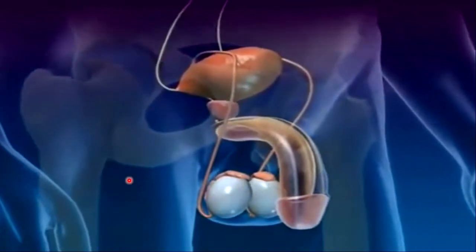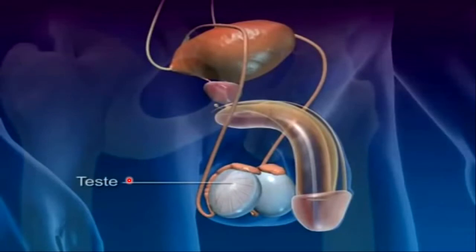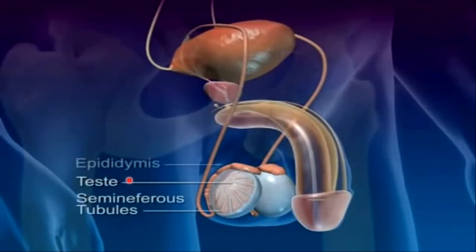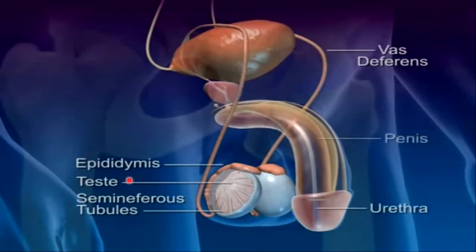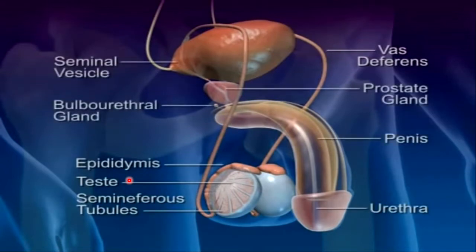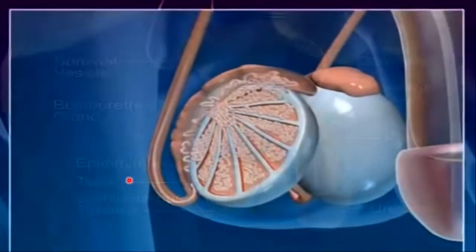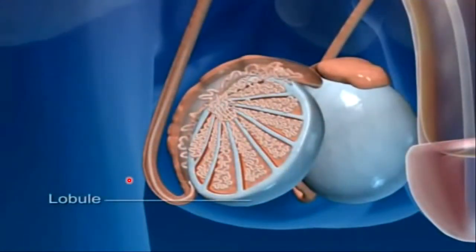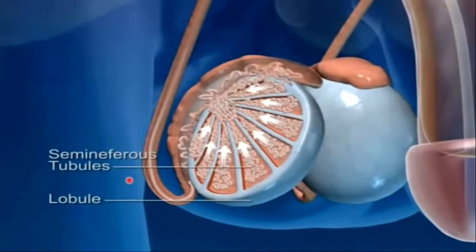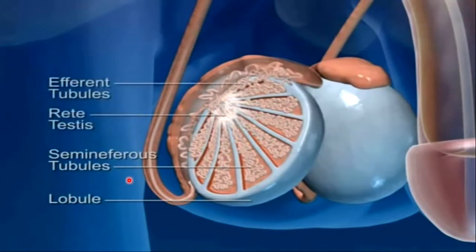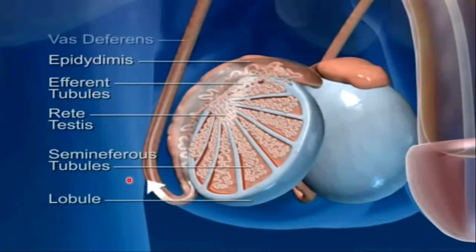The organs of the male reproductive system include the testes, seminiferous tubules, epididymis, ducts, urethra, and penis. The seminal vesicle and prostate and bulbourethral glands produce nourishing fluid for the sperm. The testes subdivide into lobules that contain seminiferous tubules that produce sperm. Sperm moves from the seminiferous tubules to the efferent tubules to the epididymis where they mature. The end of the epididymis forms the ductus deferens or vas deferens.